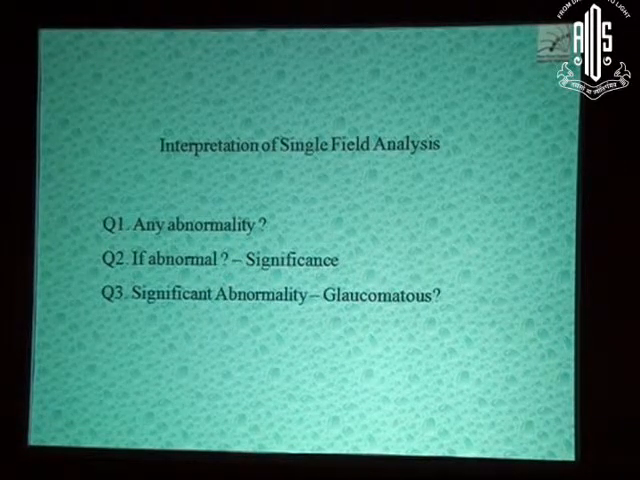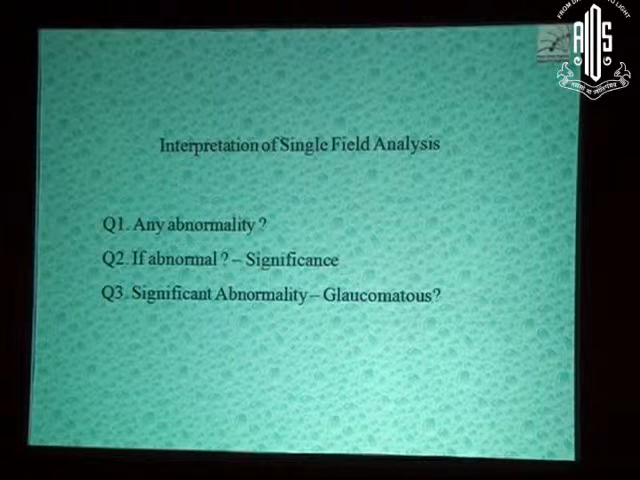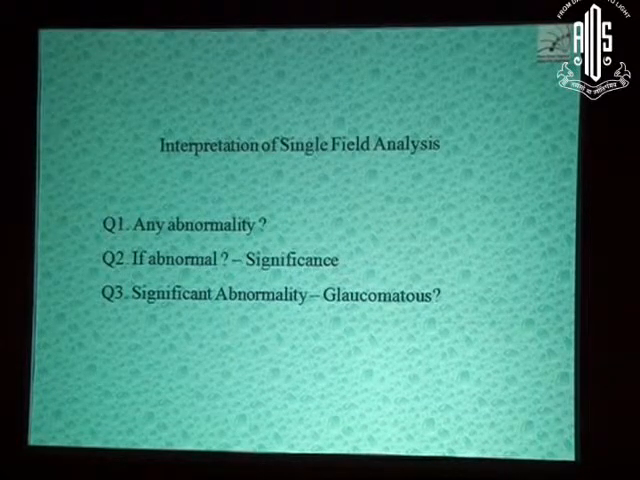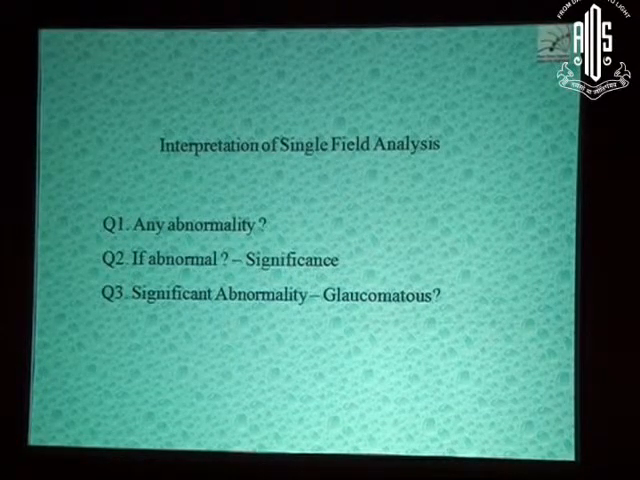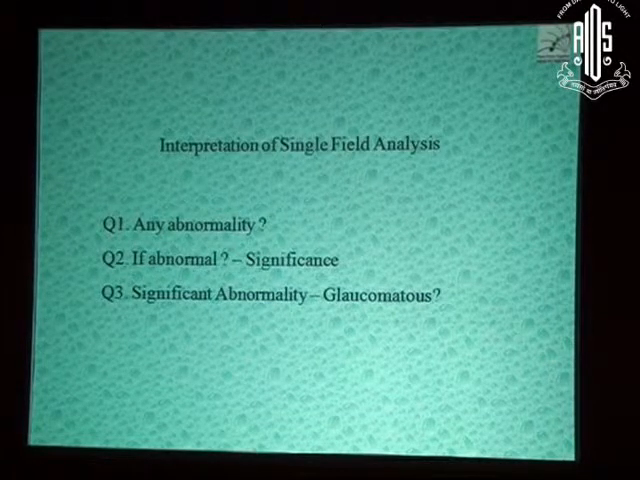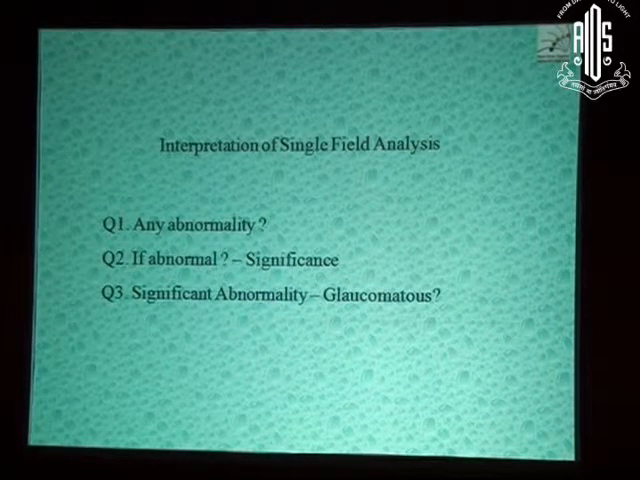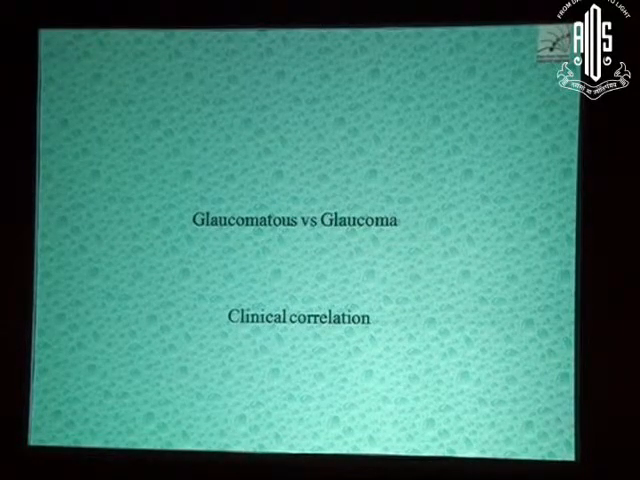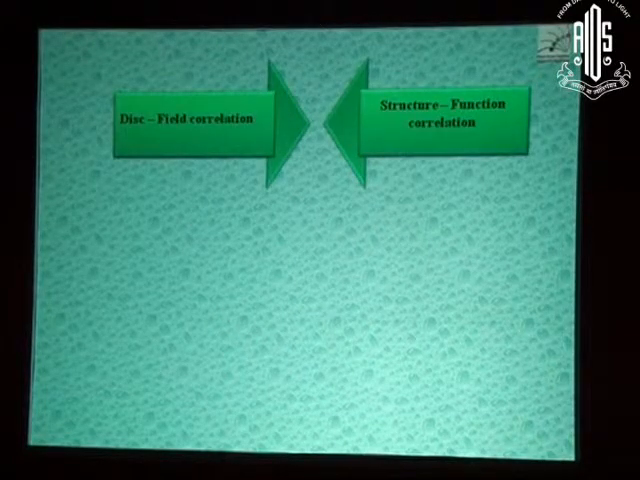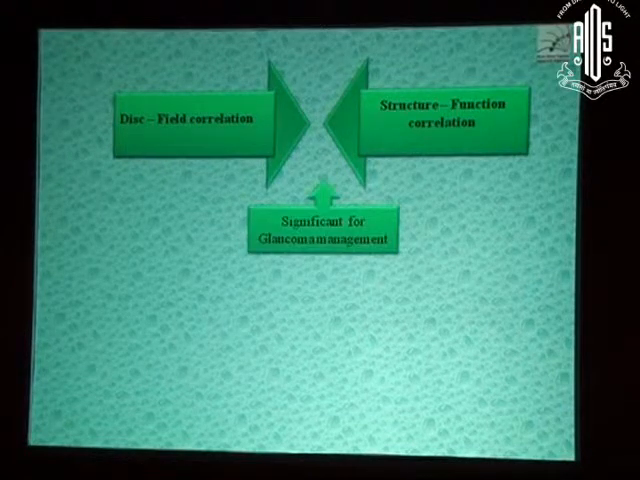So in interpretation of a single field analysis, what we know right now is whether there is any abnormality, whether it is significant, and if it is significant, whether it is a localized significant abnormality or not. But there is something called glaucoma, whether this patient is having glaucoma or not. These patients may have a glaucomatous field defect. But whether this patient is having glaucoma or not needs clinical correlation. That is called the disc correlation or structure function correlation, which is very important in the management of glaucoma.